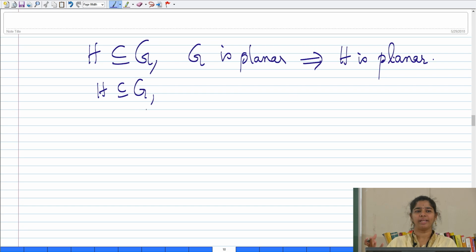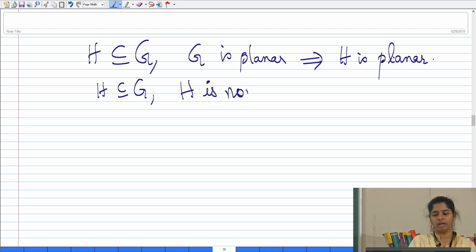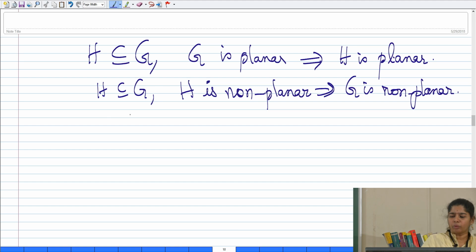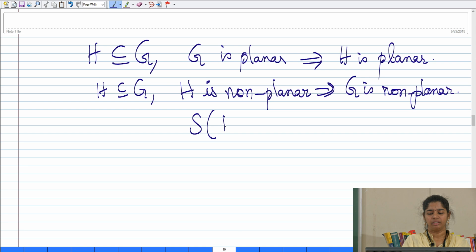If H is non-planar, then I can immediately say G is also non-planar, right. One way, when G is planar, I know subgraphs are all planar, but if I know it has one non-planar subgraph, then I can immediately conclude that my graph is also non-planar, right. So, in this line I can immediately see the subdivision of K5, S of K5, right.